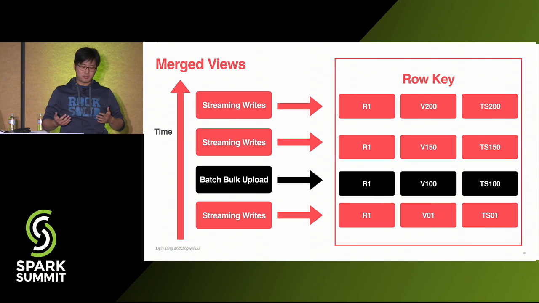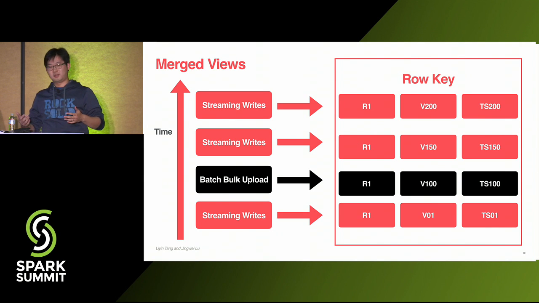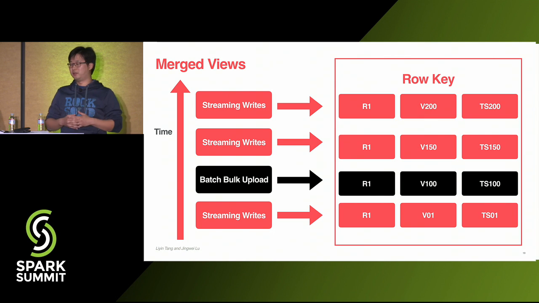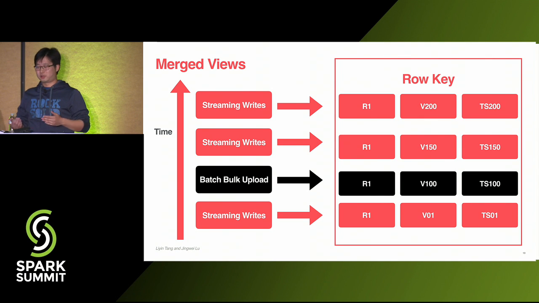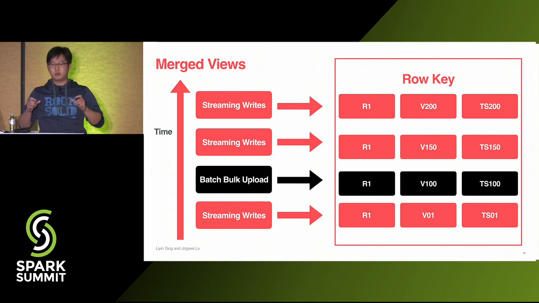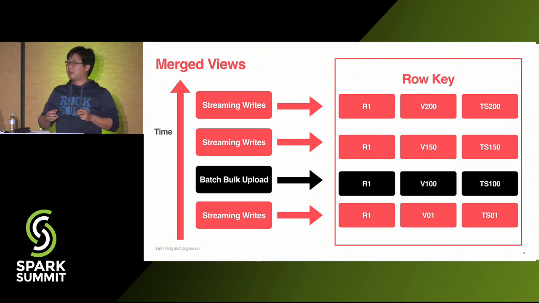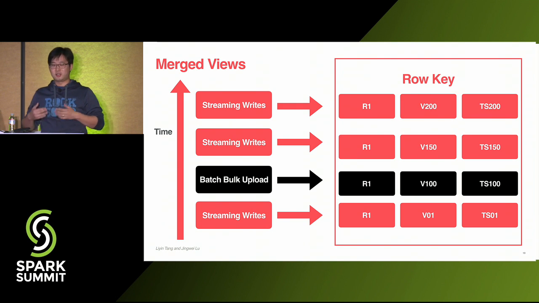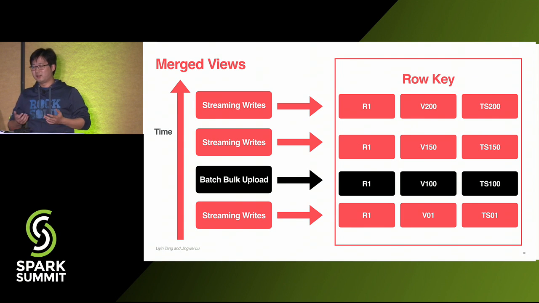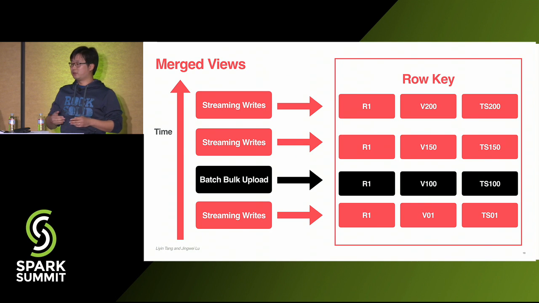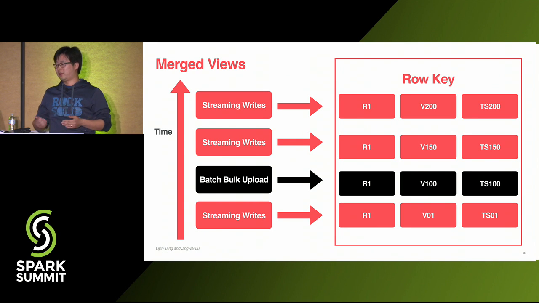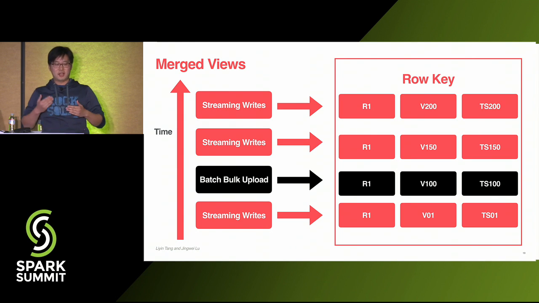When the batch job becomes available, the batch processing will also update R1 with a different value at a different version. So now when a user queries R1, the user can get the merged view from both streaming and batch. The merge logic can be shared, or it can be customized for each application. For instance, if the user wants to query R1 at a particular timestamp, like timestamp 101, they can get all the merged values before and at that timestamp.